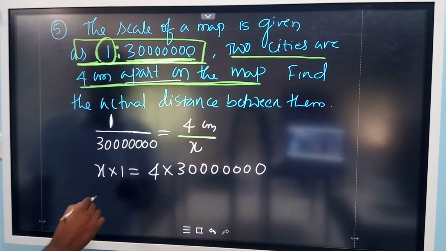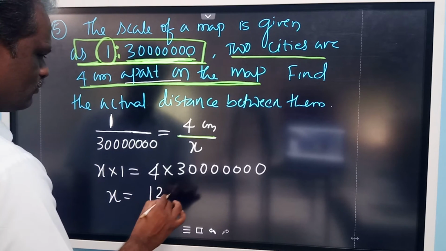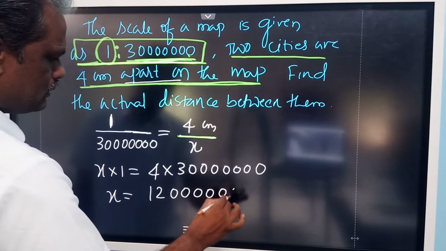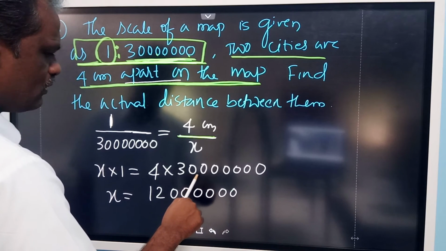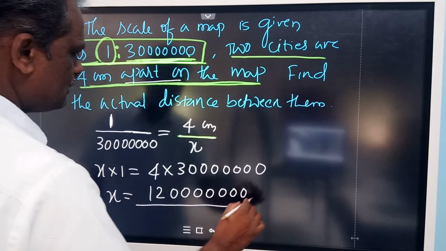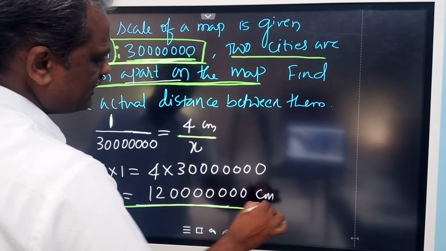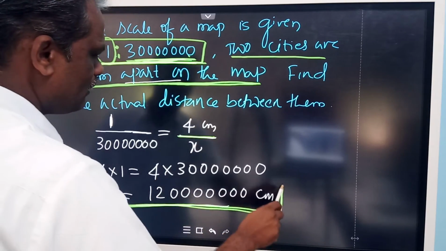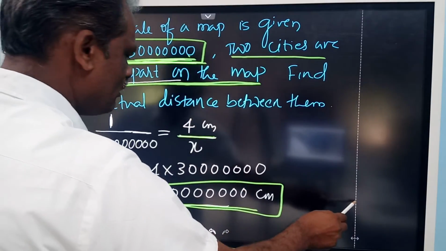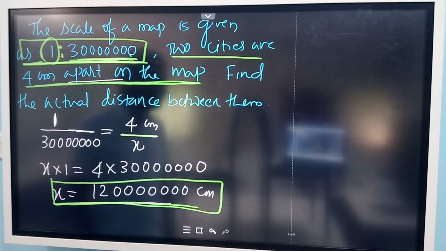So now x will be equal to 12 crore. What is the unit for this? Centimeter. 12 crore centimeters. Now you can keep this in meters or even in kilometers. To convert centimeter into meter, you divide by 100. Then again, if you divide by 1000, it becomes kilometer.